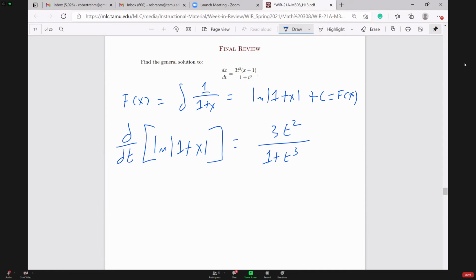Yeah, so the antiderivative of the left-hand side with respect to t is the natural log of 1 plus x. And what is the antiderivative of 3t squared over 1 plus t cubed? What is the integration technique we use for that?